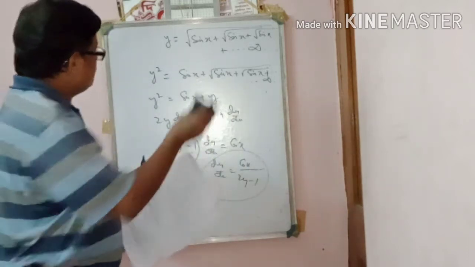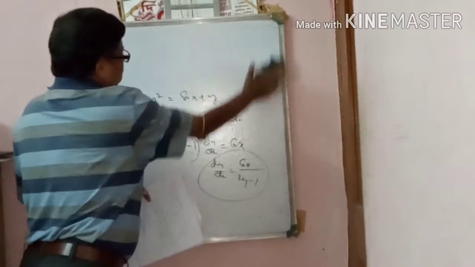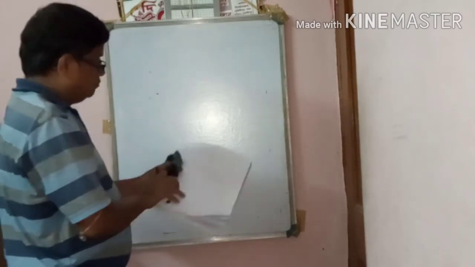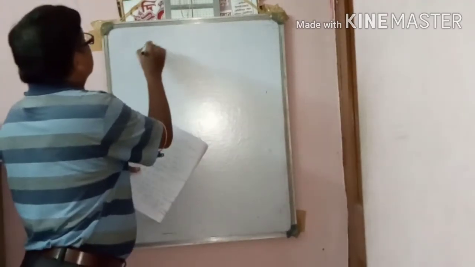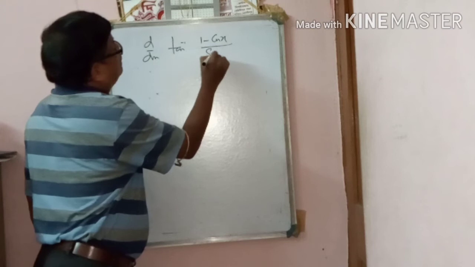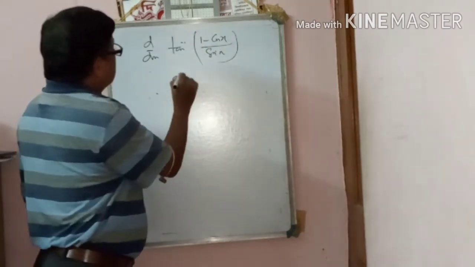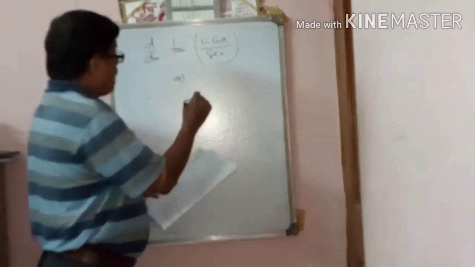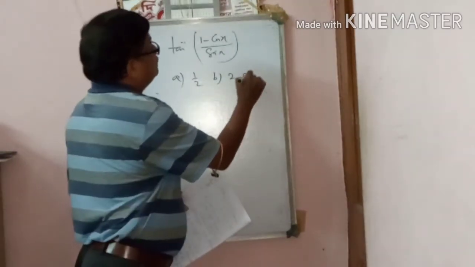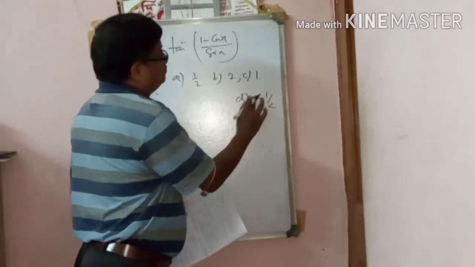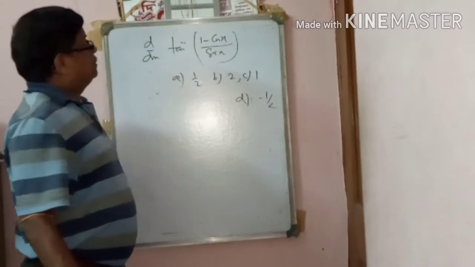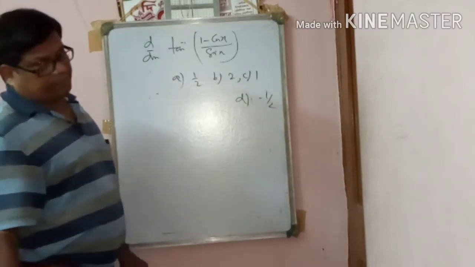Now, next sum I am showing. Suppose y = tan inverse of (1 minus cos x) by sin x, find dy/dx. Options are given: A is 1/2, B is 2, C is 1, and D is minus 1/2. Which option is correct?